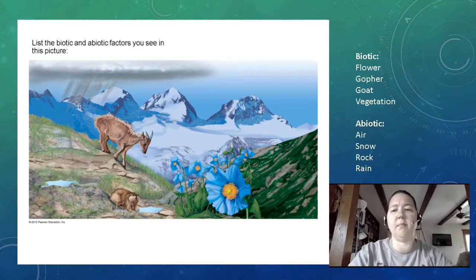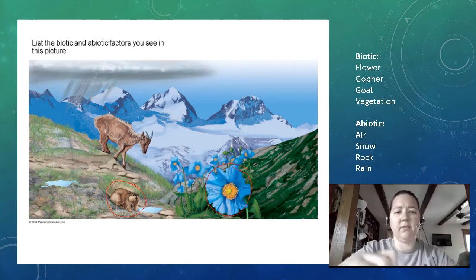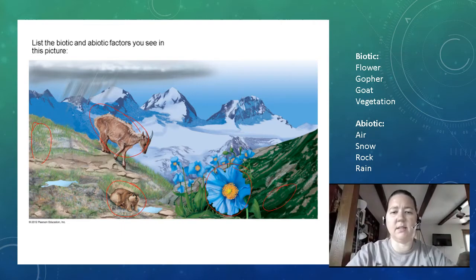So some of the biotic factors that you see here, okay, some of the biotic factors, we've got the flower, the gopher, at least I think it's a gopher, or a groundhog, something along those lines. You've got a goat. Okay. And then you've got all of this green stuff, whatever this vegetation might be. So we've got some grasses, looks like some moss. All right.